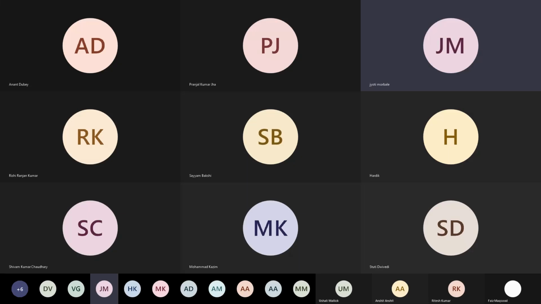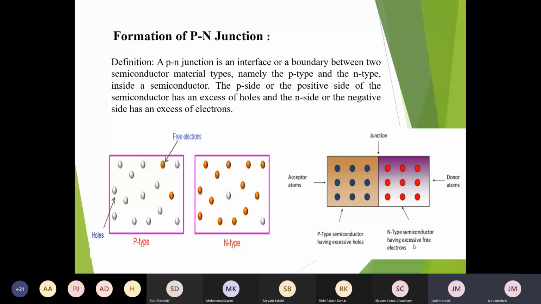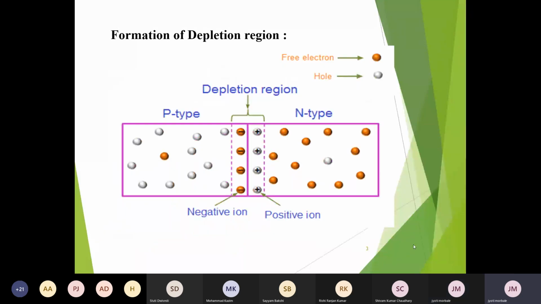Meet, the junction forms there. So this is a scenario when the PN junction is formed. Immediately after the PN junction is formed, there is a formation of depletion region.